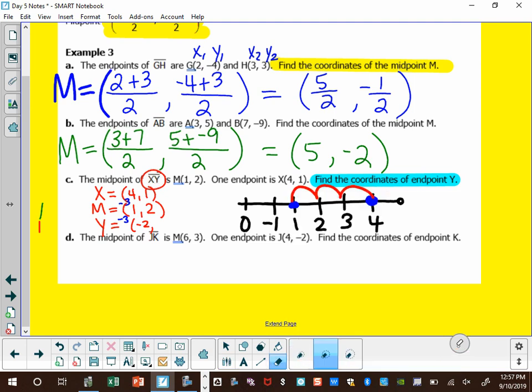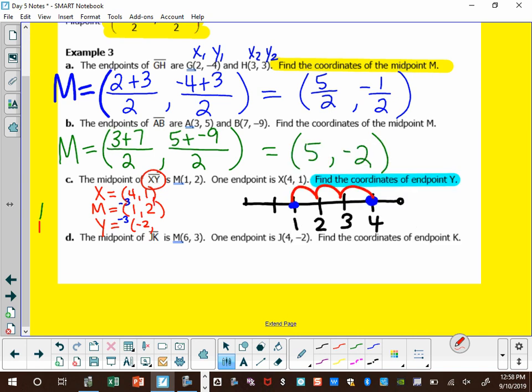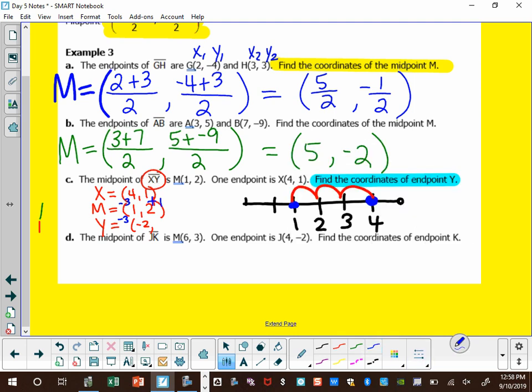Let's stay on track. Does that make sense, Sydney? What we're trying to do is figure out how we can get my other endpoint. Look at the second one. I'm going from positive 1 to positive 2. How do I get there? If I add 1, I'm going to do it to my top and the bottom. So what's 2 plus 1?